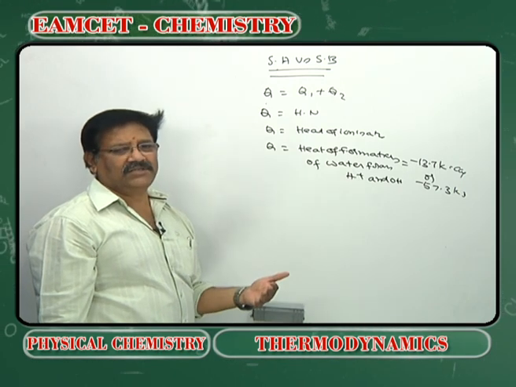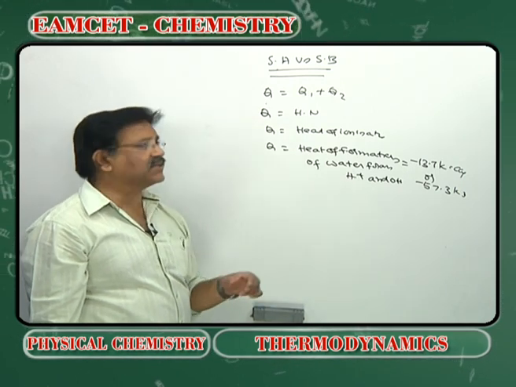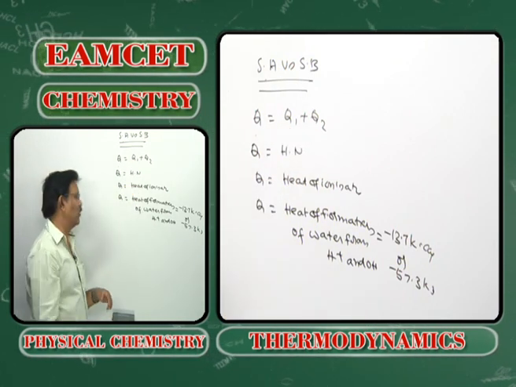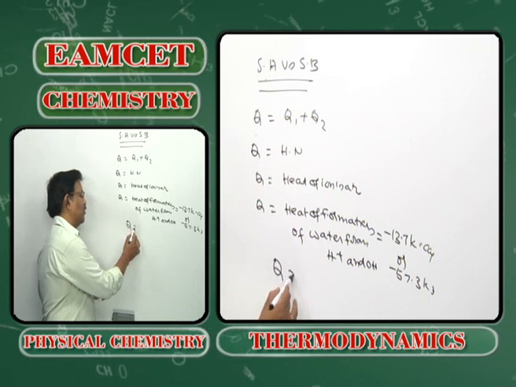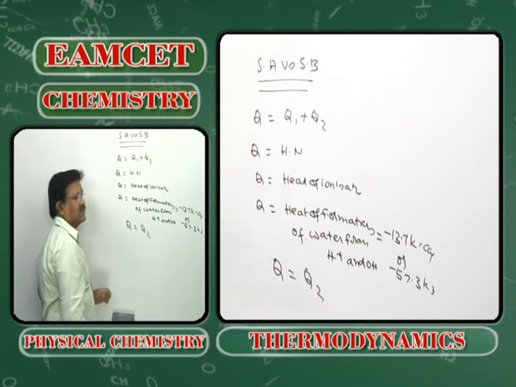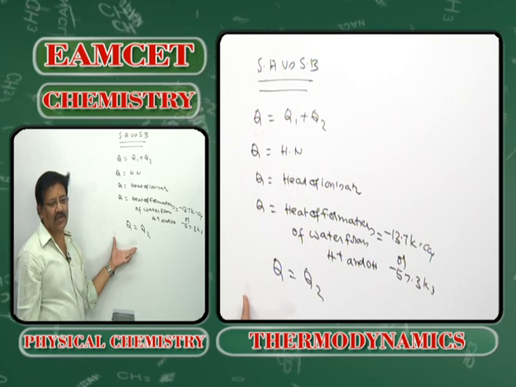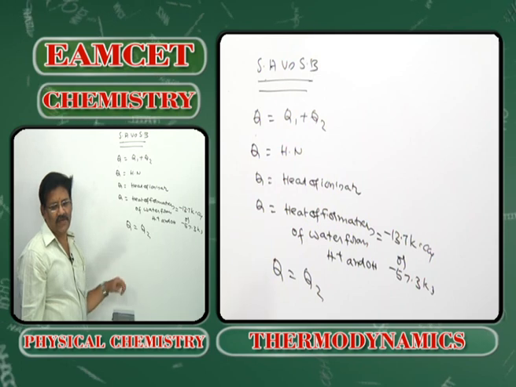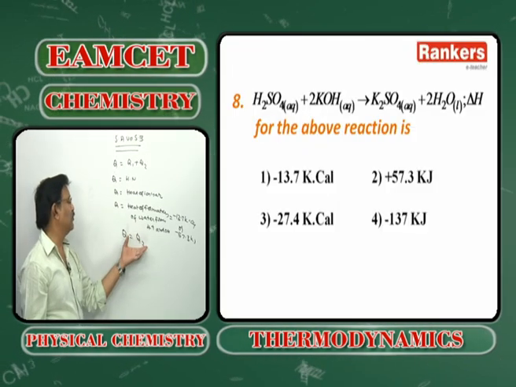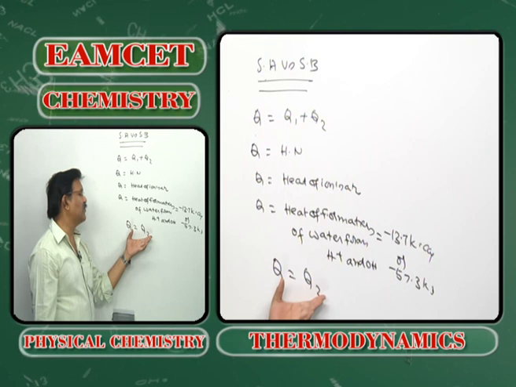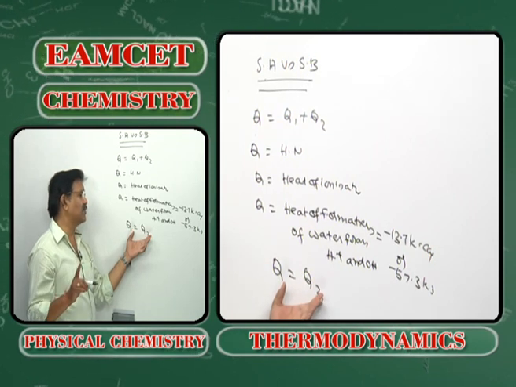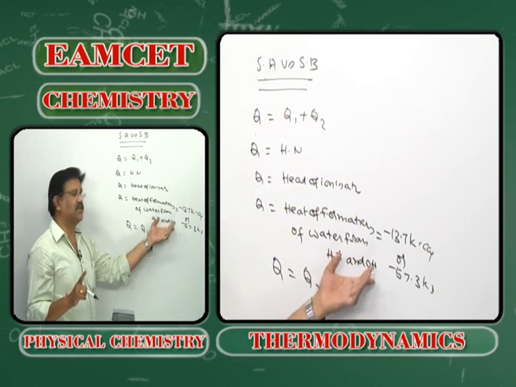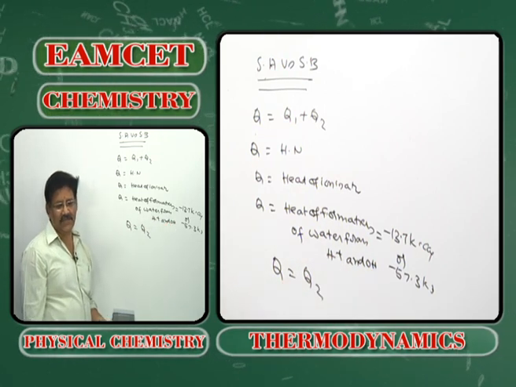When neutralization takes place between a strong acid and a strong base, this Q1 value will practically be 0. As a result, Q will be equal to Q2. This happens only in the case of a strong acid versus a strong base. So what is Q2? Heat of formation of water, of 1 mole of water due to the combination of H plus ions and OH minus ions.